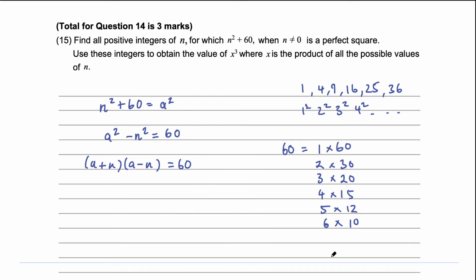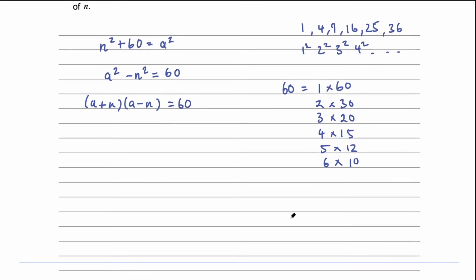So what we're actually working out here is, well, we'd have a plus n equals one of the factors, and then a take n equals the other factor. So let's just put in an example. Let's say we had 60 and 1. So are there two numbers that make this? Well, this is like a set of simultaneous equations, right? And one way to solve this would be to add these equations together.